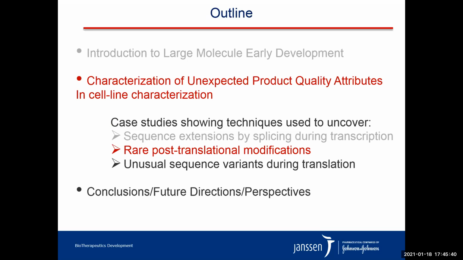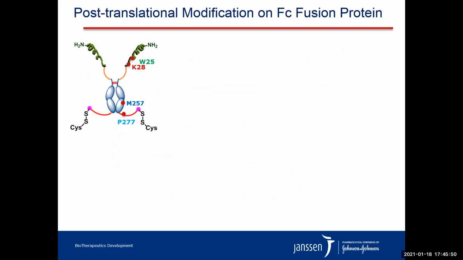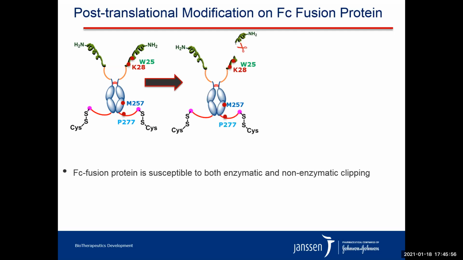In our next case study, we examined rare post-translational modification on an Fc fusion protein. These modifications can be induced physiochemically or biochemically via enzymes. Fc fusion protein is susceptible to both enzymatic and non-enzymatic clipping. They can also undergo various kinds of chemical modifications on methionine and threonine residues.